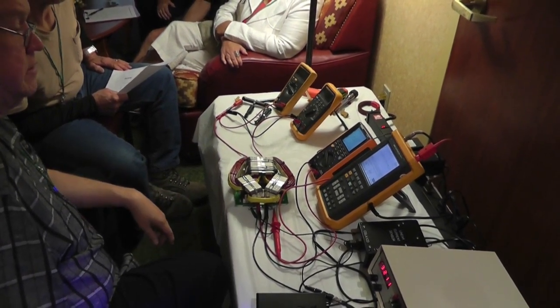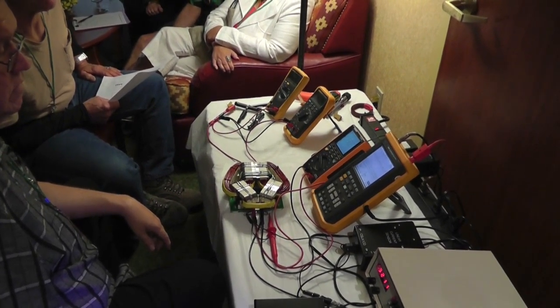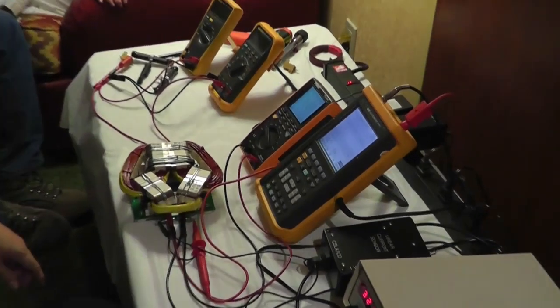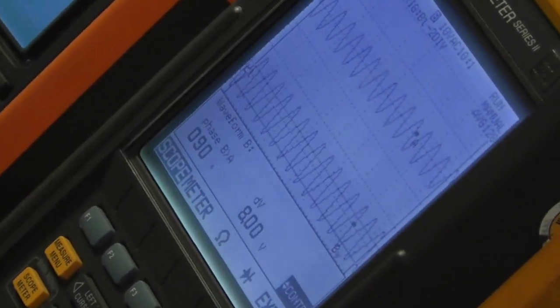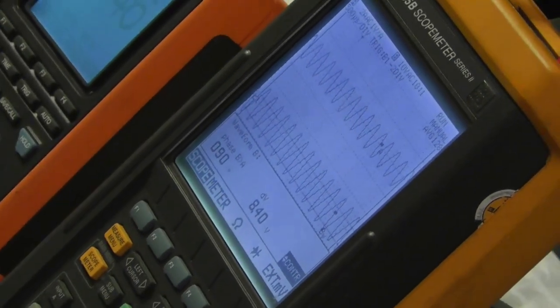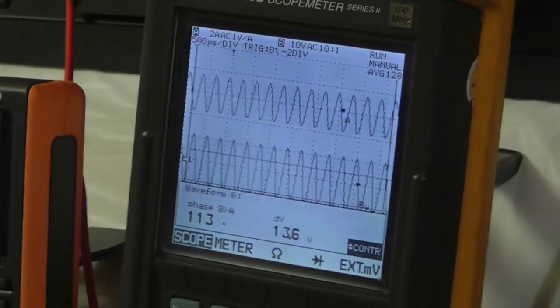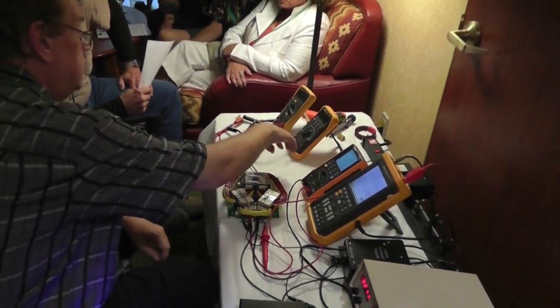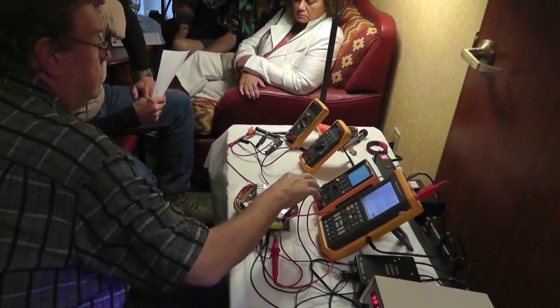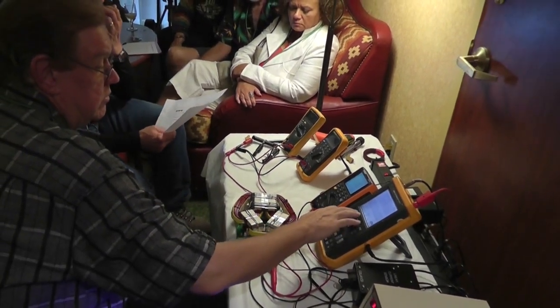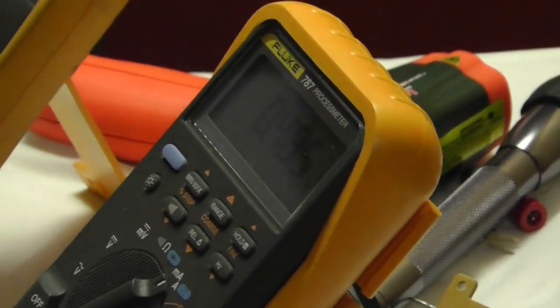Okay, now look at that phase angle now. 96 degrees. Now it's doing something absolutely impossible with any transformer. We have a maximum current flowing in here of a little less than an amp, or 485 milliamps. So that would be our maximum current draw.